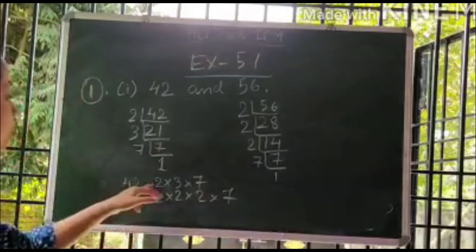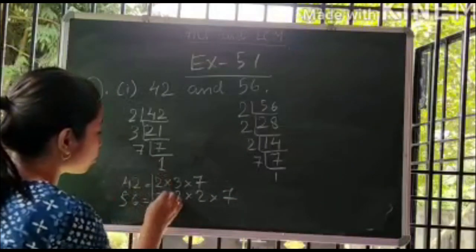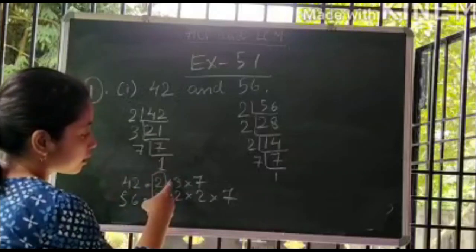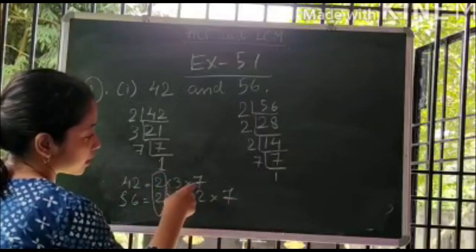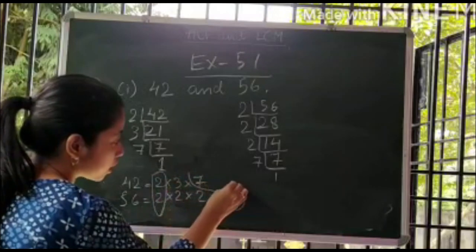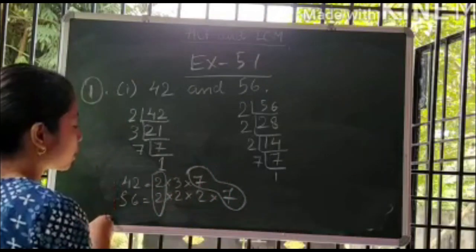What are the common factors of both 42 and 56? 2 is a common factor. Then 3 is there here, but 3 is not there here. 7 is there. Yes, 7 is also a common factor of both 42 and 56.